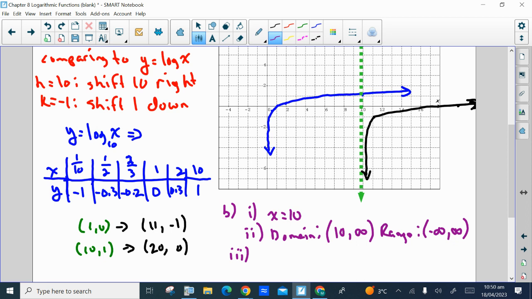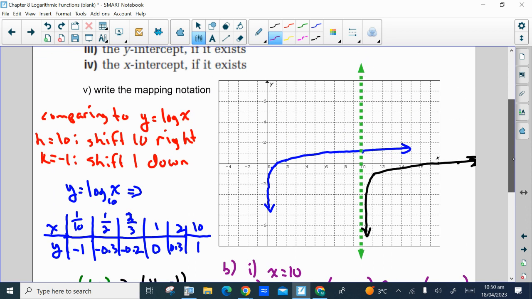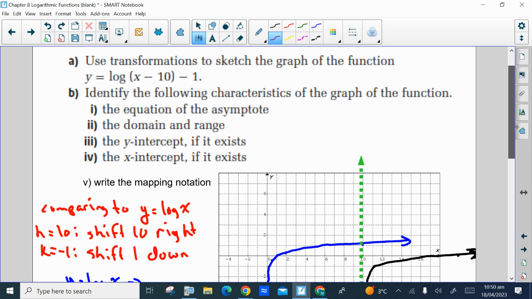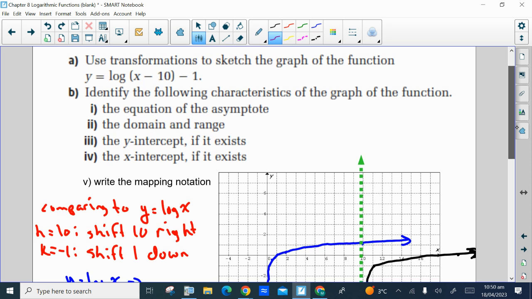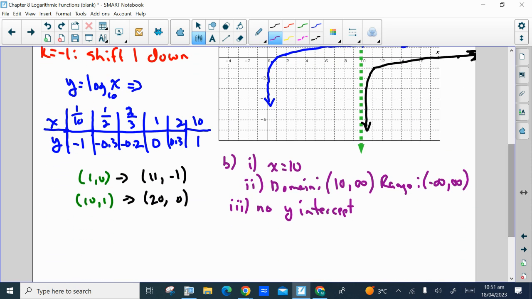Part 3, there is no y-intercept here. The graph doesn't cross the y-axis. And the reason for that is if you look at the equation and you let x equal 0, because that's normally how we find the y-intercept, you're going to have the log of negative 10. You cannot take the log of a negative number. So that's why there is no y-intercept algebraically.